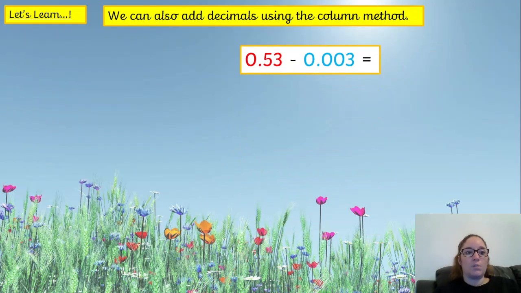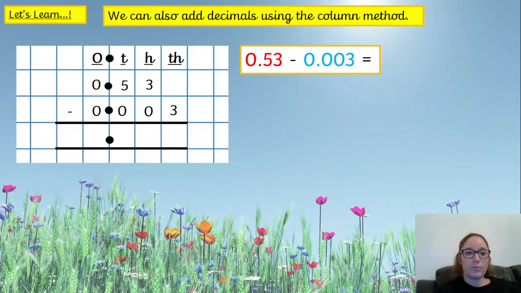Okay, this is the last one before you have an independent practice. So 0.53 take away 0.003. So this time we've got a thousandth. Okay, so how are we going to do this? What's the first thing we can do to make it easier for ourselves? Add that 0. 0 take away 3. Oh, well, we still can't do it. So we need to carry again. We need to exchange. So we're going to go next door to the 3 hundredths. We're going to make that a 2 hundredths and carry the 1.